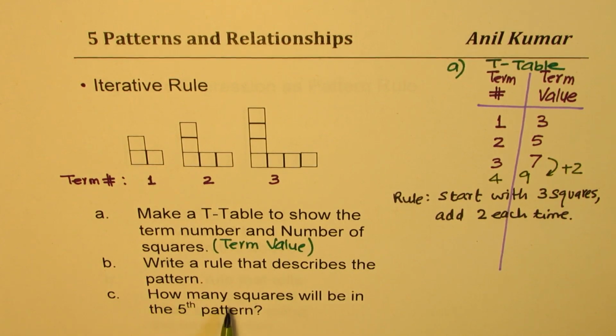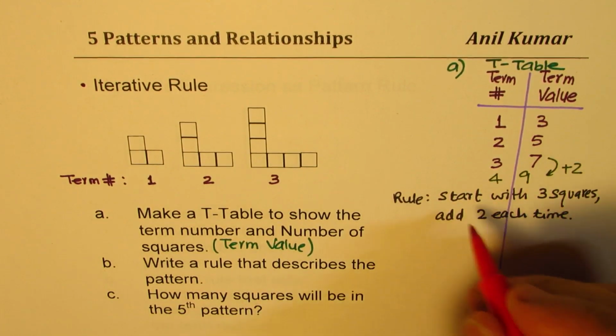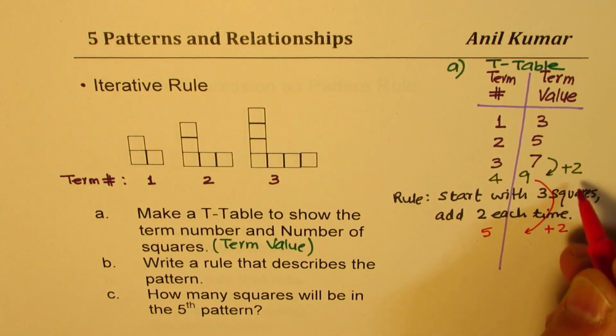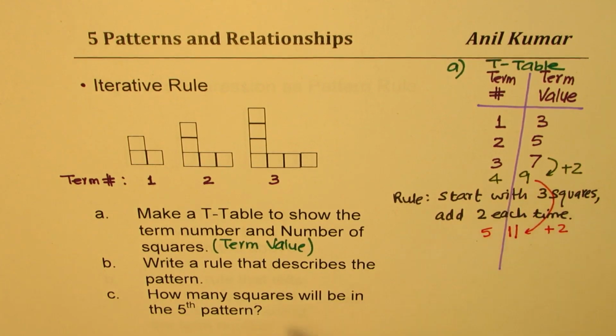Question C is, how many squares will be in the fifth pattern? Okay. So to get to the fifth pattern, we'll actually follow this rule, right? So in the fifth pattern, we'll again add 2 more. So when you add 2 to 9, you get 11. So we know that there'll be 11 squares in the fifth pattern. So this particular rule helps us to find the term value, or in this case, the number of squares in the given term or in the given figure number. Does it make sense to you?